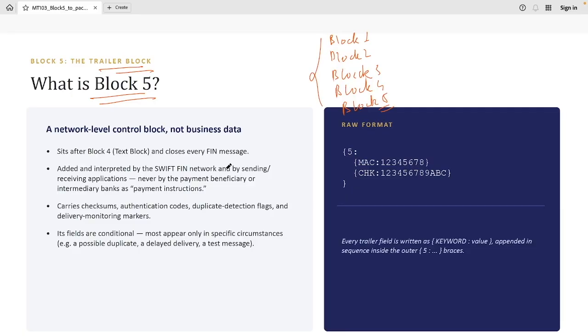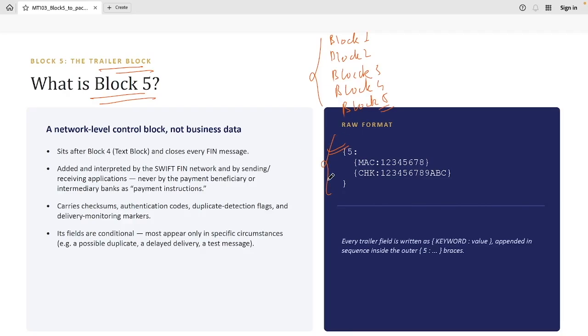So control data answers a different set of questions. When we say it's network level control data, the questions that come under this control data are: has the message been corrupted during transmission? Could this message be duplicated? Is this a test message or a live message? Has the message experienced an unusual delivery delay? Those are the types of questions addressed by your block 5. The bank's messaging infrastructure, SWIFT interface, or the payment gateway evaluates the technical controls. The validated business instruction is then passed to the payment processing application.